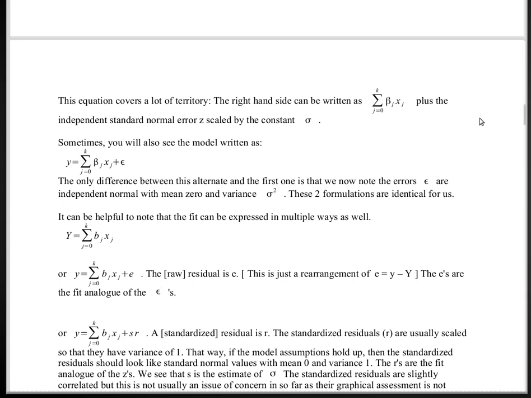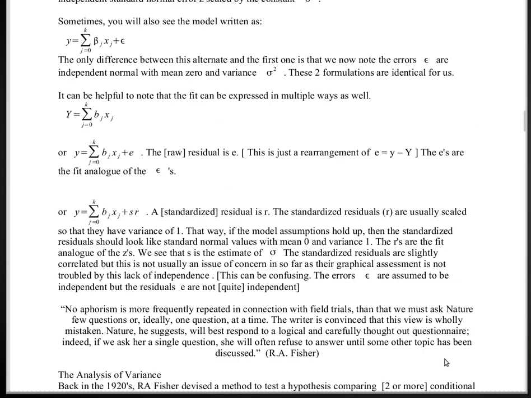Another widely seen way of describing the fitted values and their relationship to the observed values is this equation in which we standardize the residual by some means. The usual way is to scale them so that they have constant variance of 1.